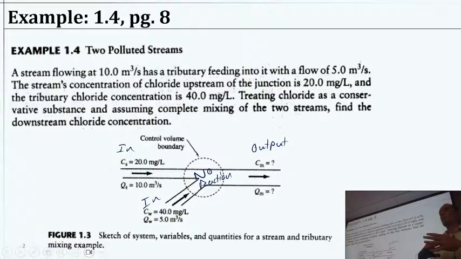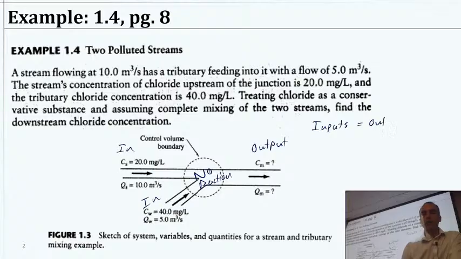So the two streams mix completely. The chloride is not reacting, it's conserved. And presumably it's been going for a little bit of time. That means we should reach a steady state. There's nothing else that could change it from a steady state. So therefore, we did inputs equal outputs.